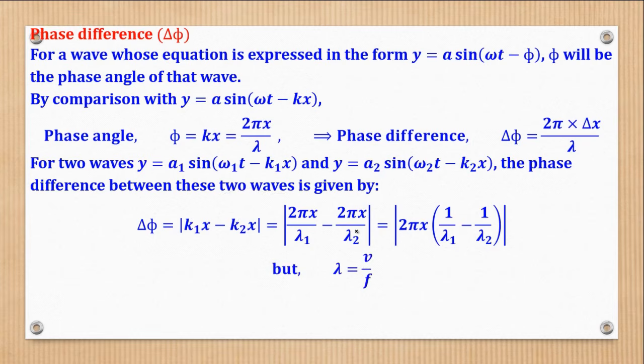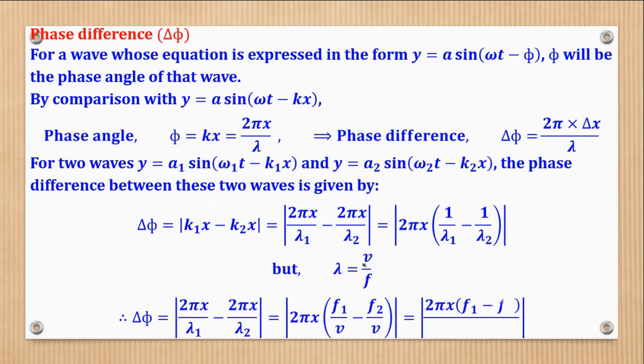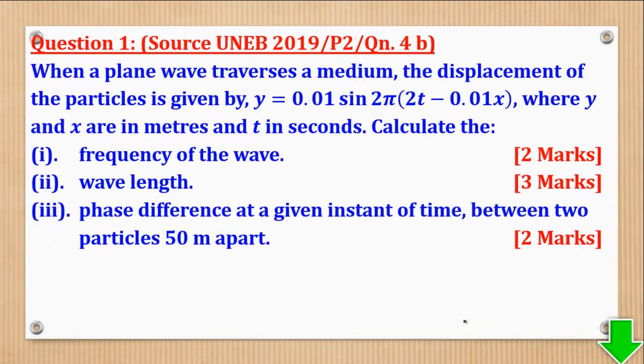What if you are given frequency? You remember that wavelength is equal to V over F. Therefore, come and substitute where there was wavelength, put there V over F to come up with this as the expression for phase difference in terms of frequency. This was in terms of wavelengths, this is in terms of frequency. So with that, we shall go through these questions.